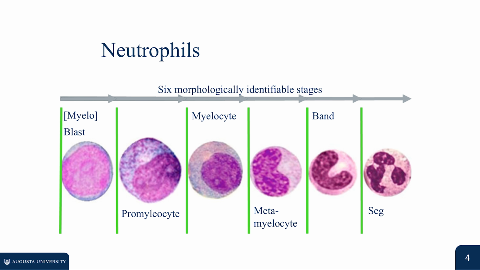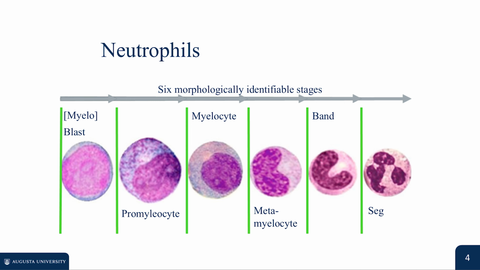Granulopoiesis describes the progressive maturation of granulocytes within the bone marrow across 6 morphologically distinct stages. The developmental sequence progresses from myeloblast, promyelocyte, myelocyte, metamyelocyte, band, and finally, segmented neutrophil. Throughout granulopoiesis, consistent structural changes occur within both the nucleus and the cytoplasm.